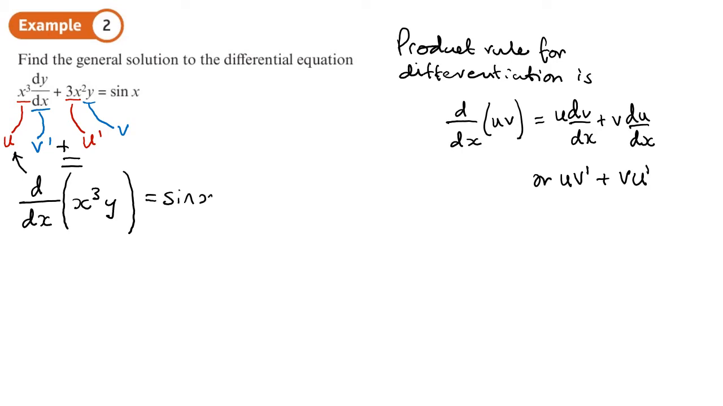So what I've done here is I've said, okay, I recognise this is what I get after differentiating this. So that expression can be written as what you get after differentiating x cubed y, and you can check it. It would be u, which would be x cubed, v dash, which would be dy dx, plus u dash, which would be 3x squared, times v, which would just be y, equals sine x.